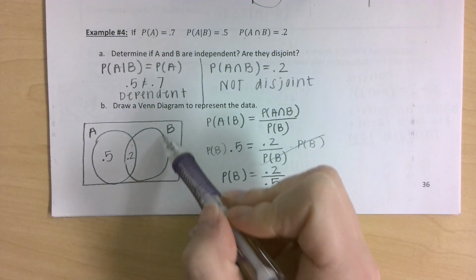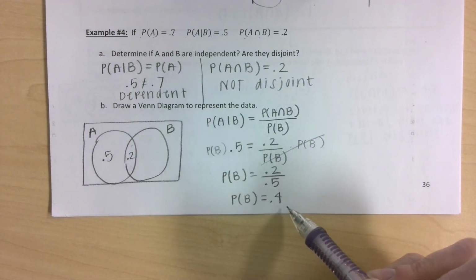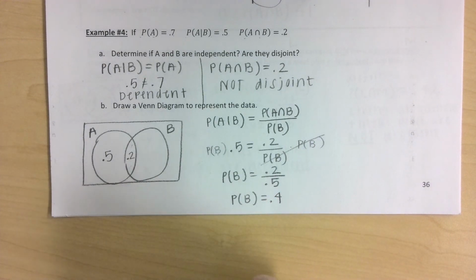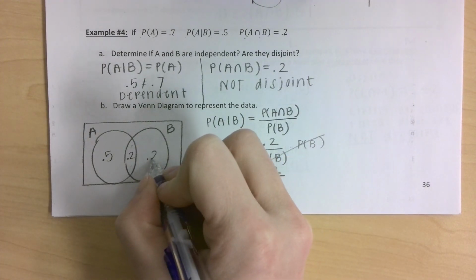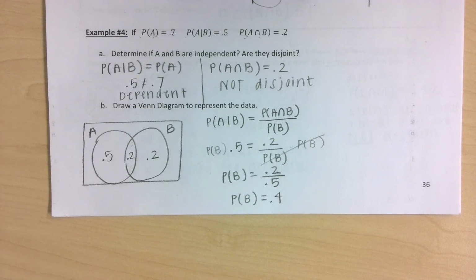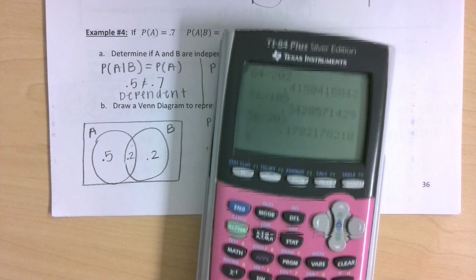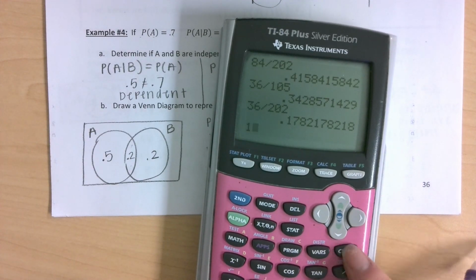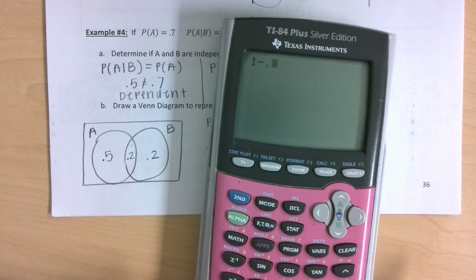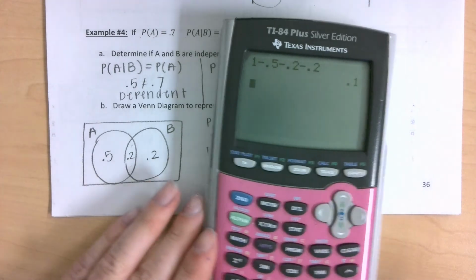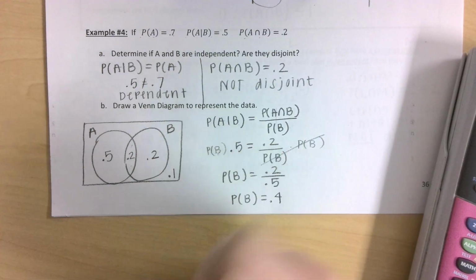Now that I know that all of B is 0.4, and I already have the 0.2 in the middle, this gives me 0.2 in B only. Again, I know that all of these need to add to 1, so if I do 1 minus 0.5, 0.2, 0.2, I'm left with 0.1 on the outside.